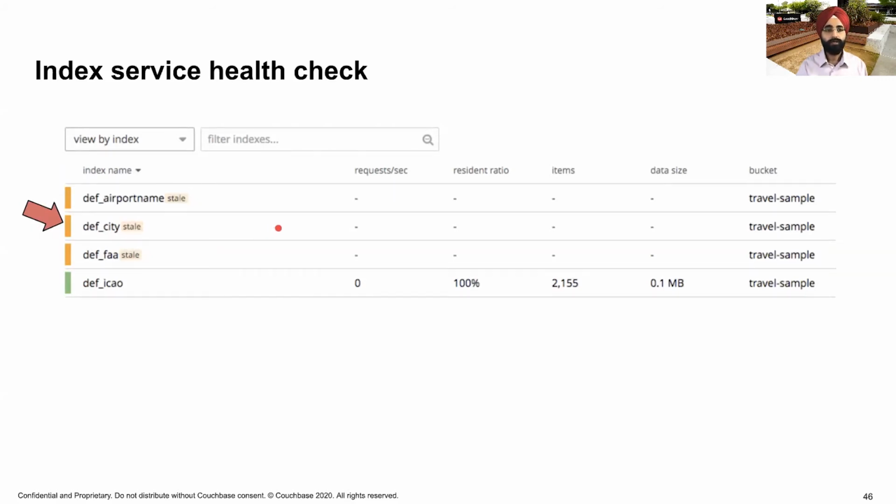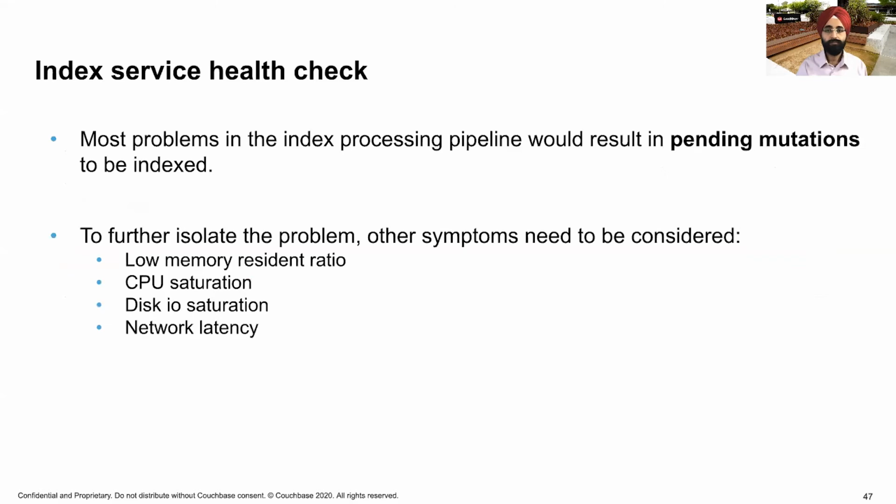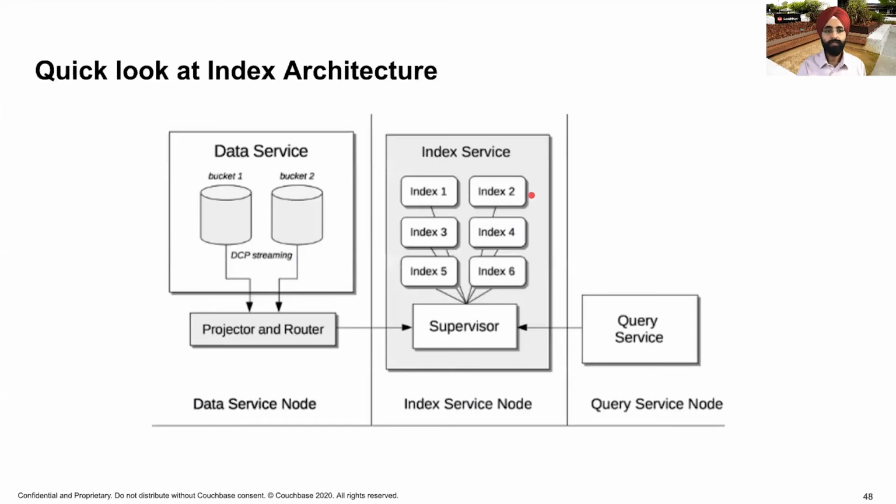Now, in addition to this, when the node is healthy and the index itself is online, another important aspect to look at is something called pending mutations. Most problems in the indexing processing pipeline would result in mutations pending to be indexed. So let's look at it in a little bit more detail.